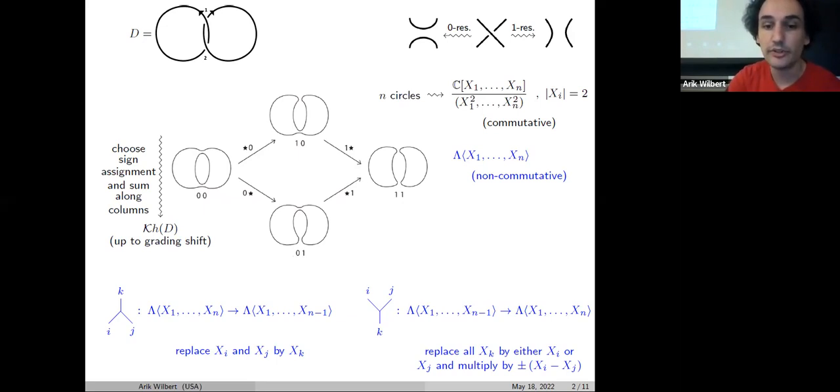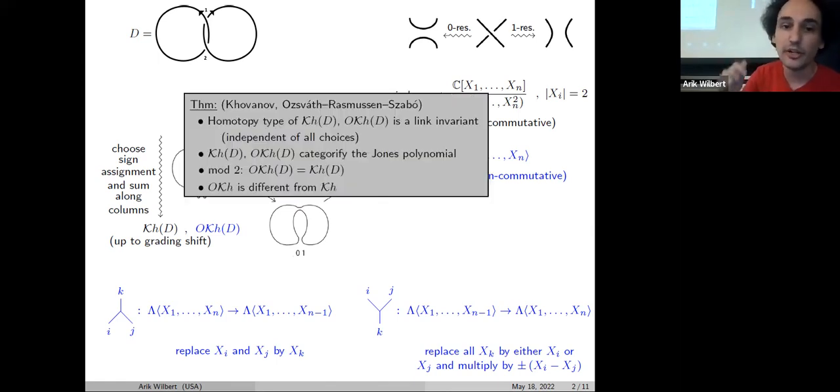But once you're done with this, you can do the same construction. You still have to sprinkle certain signs, and you sum along the columns, and you get what's called odd Khovanov homology. So it's pretty much the same story as before, but it is actually quite interesting. So let me summarize some things in this theorem.